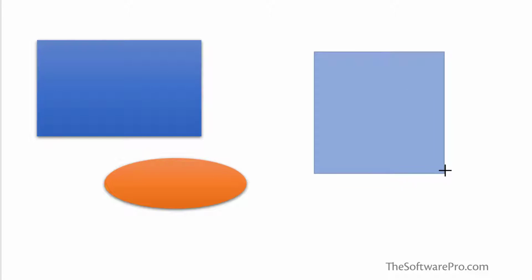Now this shape is perfectly proportional, that is the same width and height. Let go of the mouse and the Shift key. And there you have it, a perfectly proportional square. This trick also works for other types of objects, for instance, a star or a line.